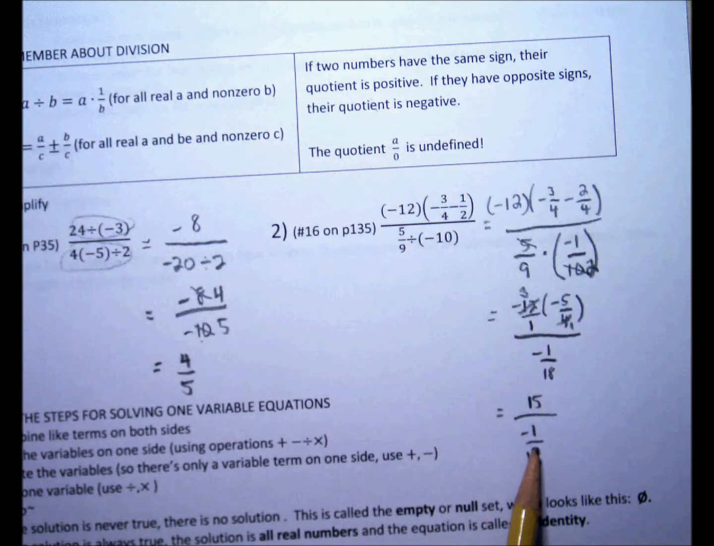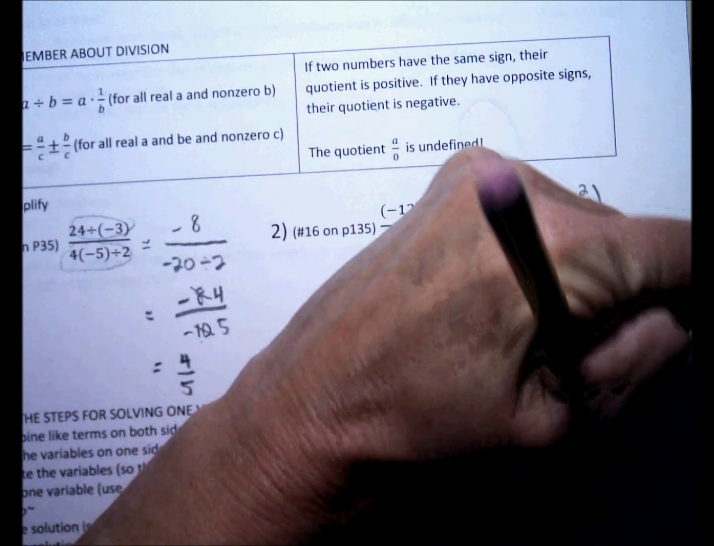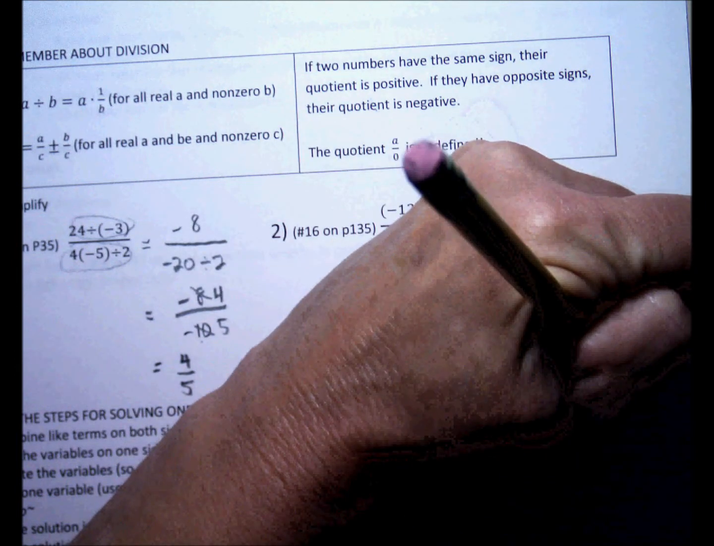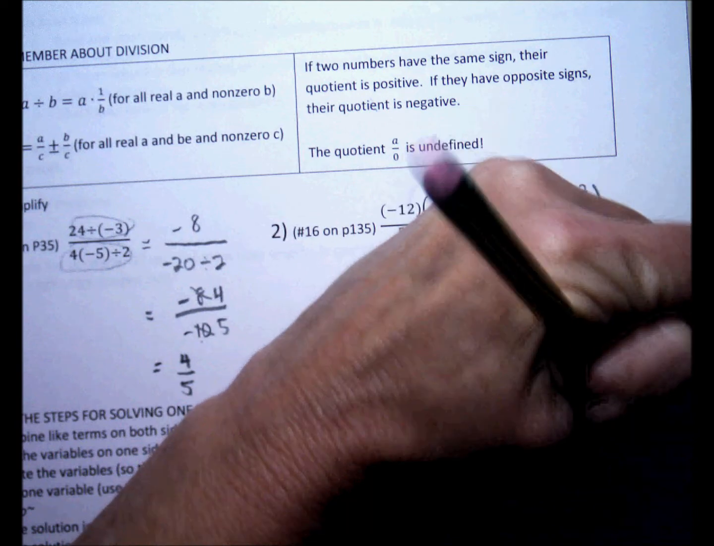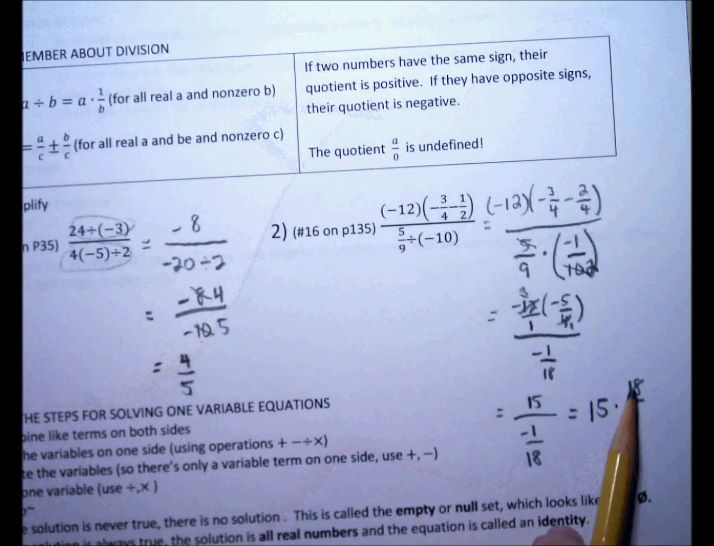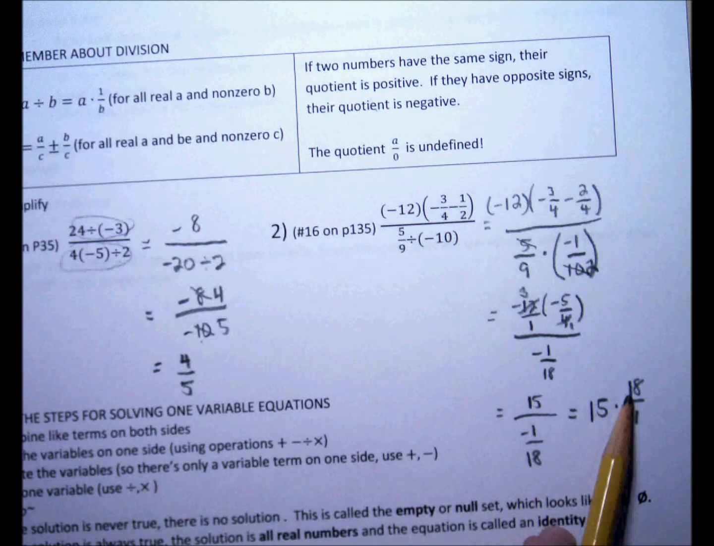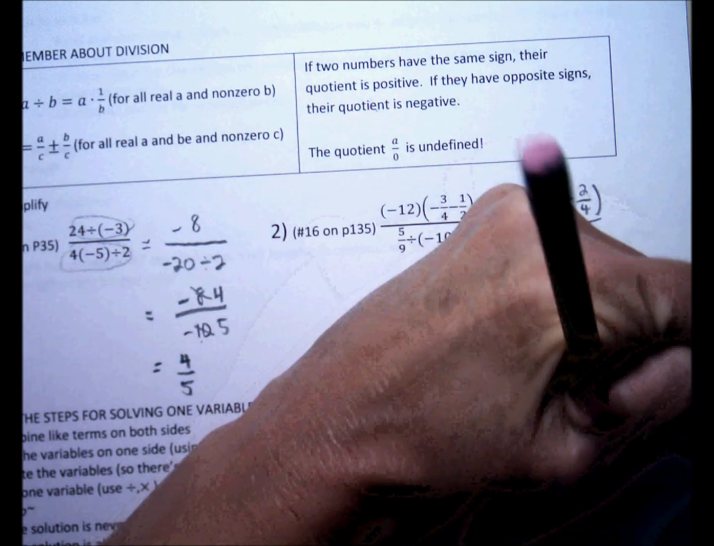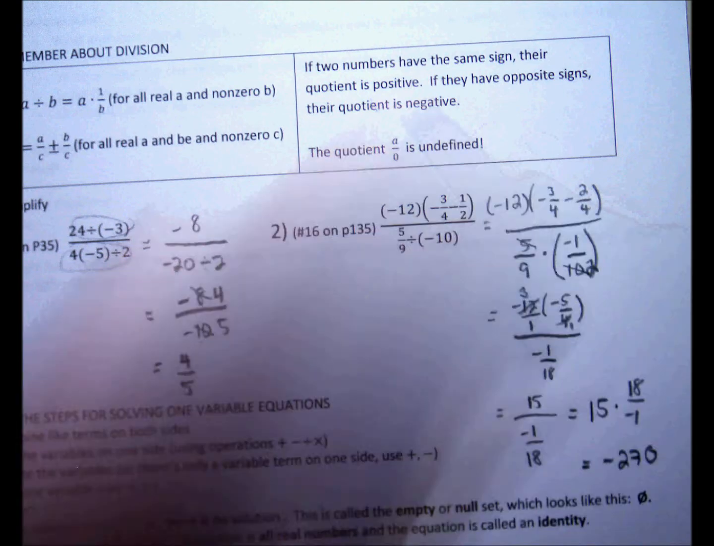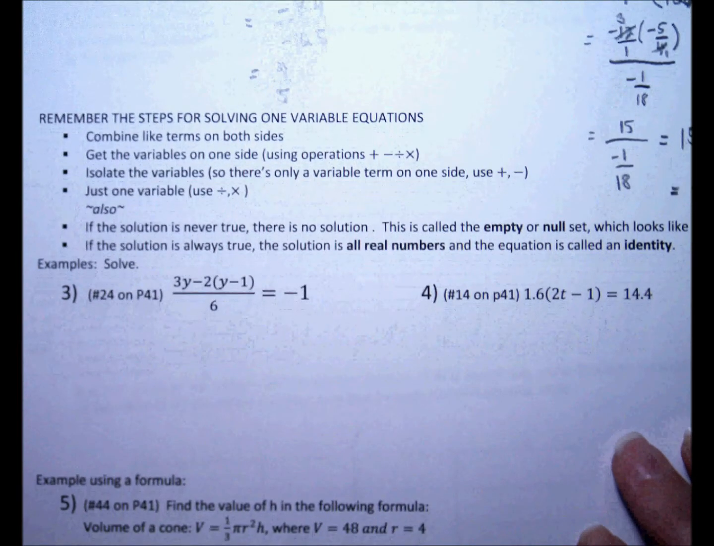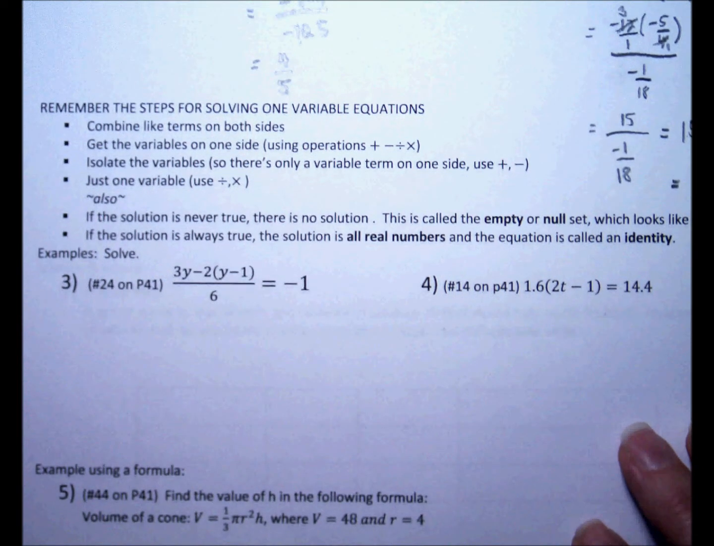So now we have 15 divided by negative 1 over 18. When you divide, it's the same thing as multiplying by the reciprocal. So this is the same thing as 15 times 18 over negative 1, or just a negative 18. So 15 times 18 is 270, so this is negative 270.